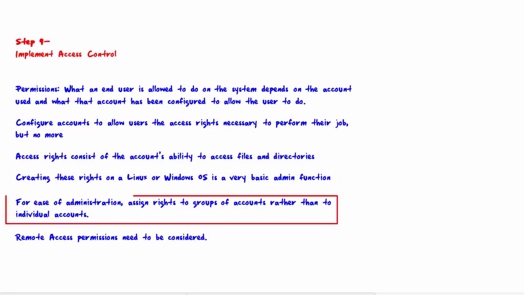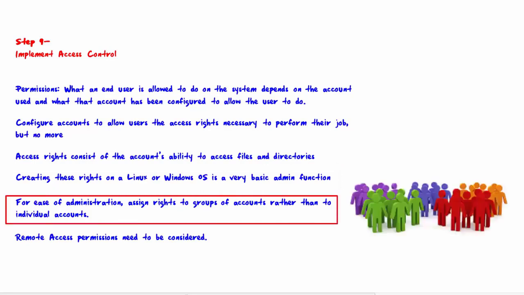For ease of administration, assign rights to groups of accounts rather than to individual accounts. You should create groups of employees with a similar job function and then assign specific rights to the group. For example, all junior accountants will get a specific set of permissions, while all senior accountants will get a different and probably more permissive set of permissions. All admin assistants will get a specific set of permissions applicable to their job duties, etc.